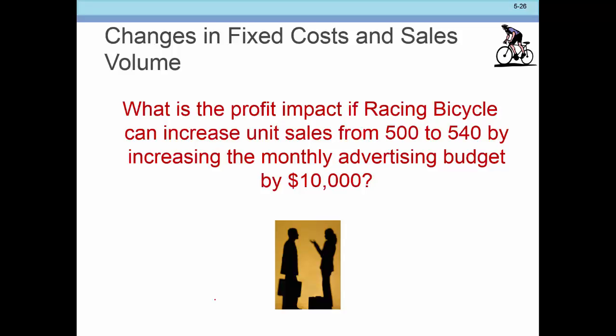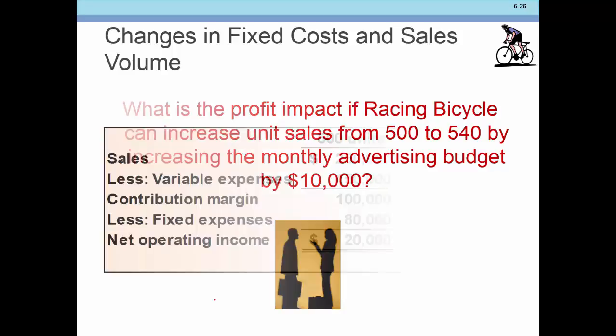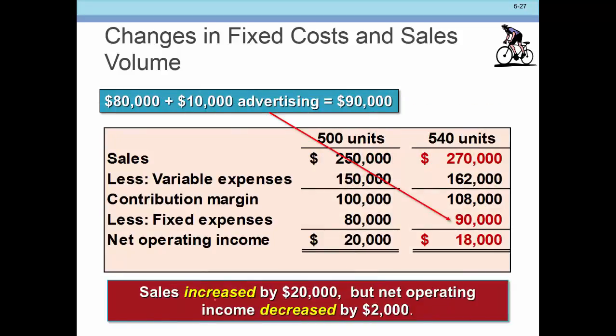You want to run some numbers? Okay. Let's go ahead and run some numbers, see what we come up with, right? We're sitting here and this is the current situation. $500 per bike, 500 bikes, our variable cost. Our operating income's $20,000 if we stick with the current plan, right?